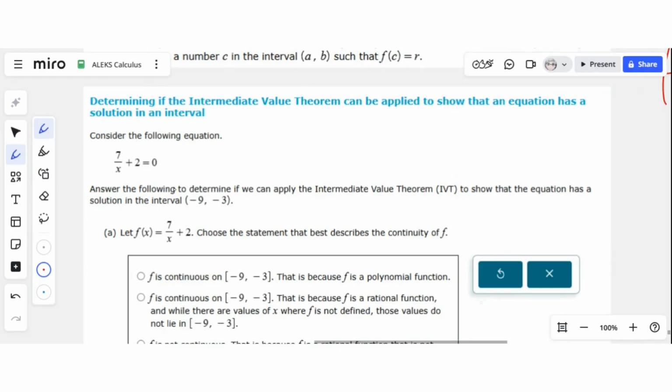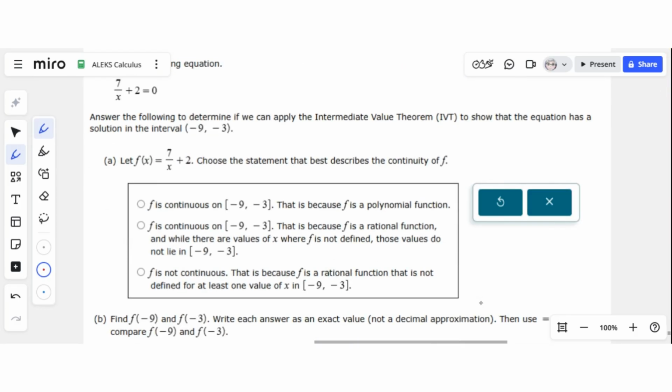It says, consider the following equation, 7 over x plus 2. So we've got a rational equation here. Obviously, this equation is not going to be continuous everywhere. At x equals 0, there's going to be an asymptote there. So we have to keep that in mind. And it says, answer the following to determine if we can apply the intermediate value theorem to show that the equation has a solution in the interval -9 to -3. Okay, so -9 to -3, that's a good interval for us because that's not where x is 0. That's before we get to 0 on the x. So that's good. We know it should be continuous there.